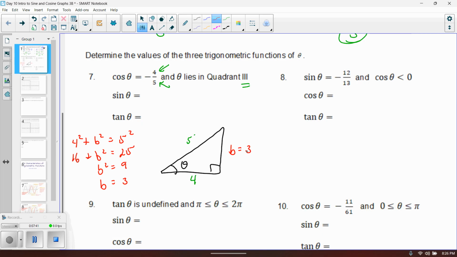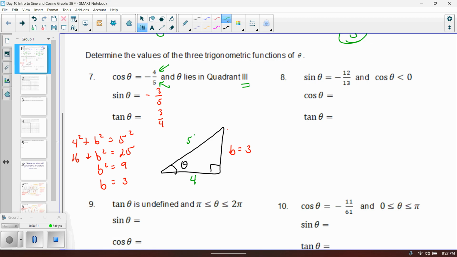And we need that because sine, according to SOHCAHTOA, is opposite over hypotenuse, which is going to be 3 over 5. And it is in quadrant 3. Sine is not positive in quadrant 3, so we need to make it negative. Tangent, again using SOHCAHTOA, is opposite over adjacent. So that's going to be 3 over 4. And tangent is positive in quadrant 3, so we leave it just like it is. Okay, let's try number 8.